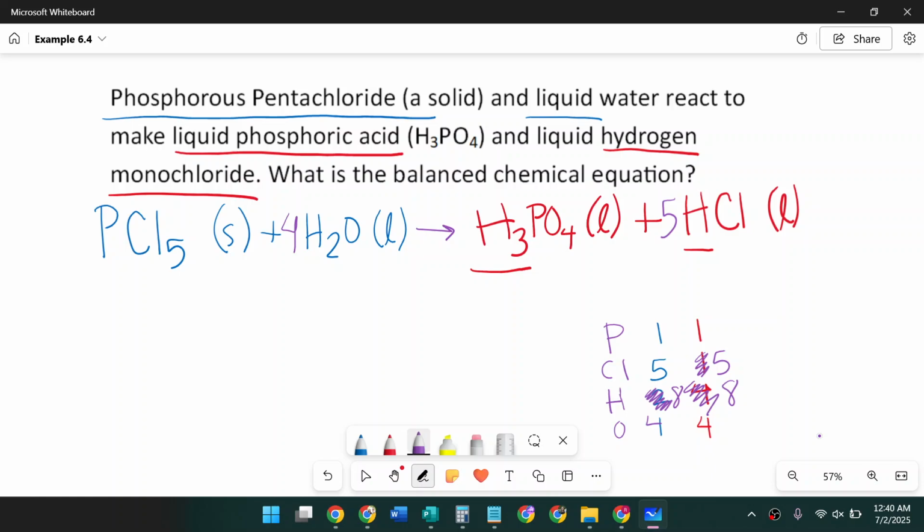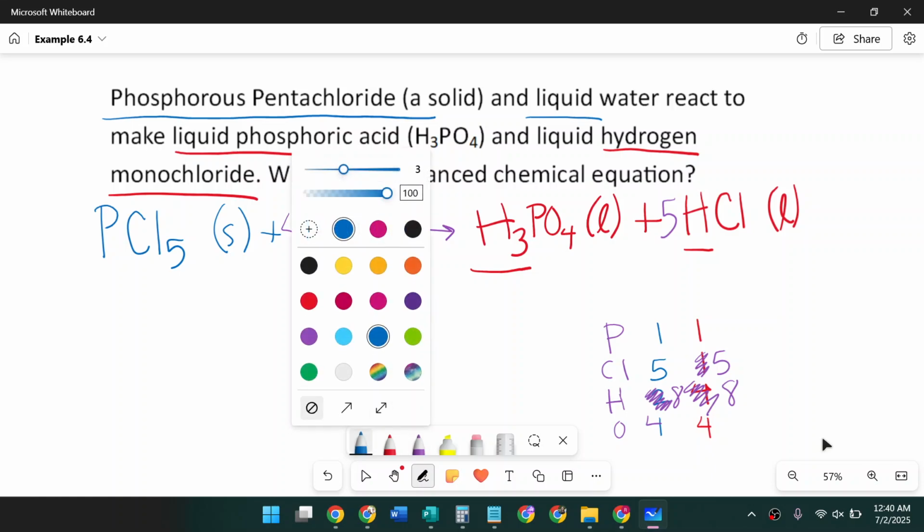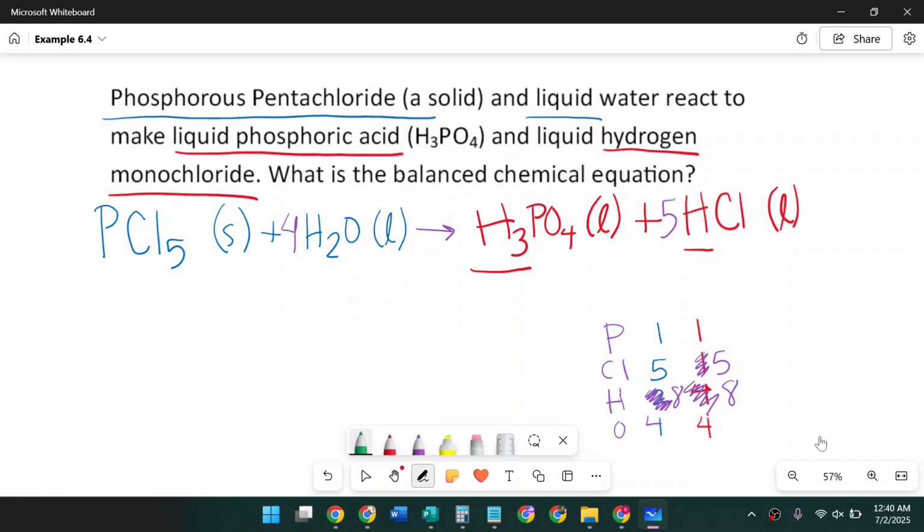We can do one last check just to be sure. So let's look at this one more time. So we have 1P and 1P, 5Cl and 5Cl, 8H, and we have 3 plus 5 makes 8 of the H. We have 4O, and we have 4O.